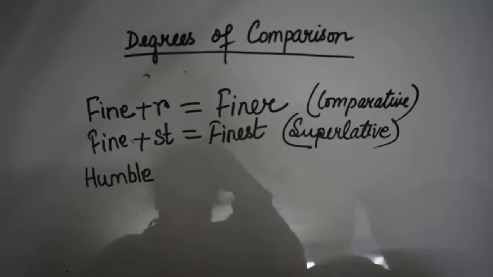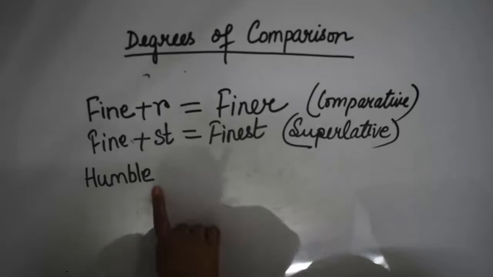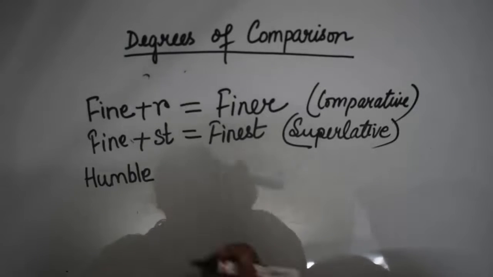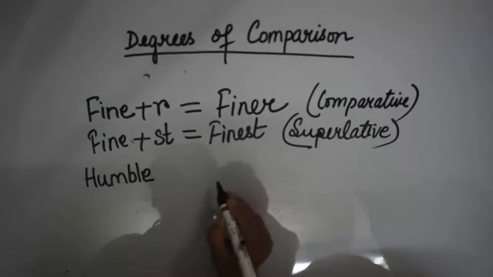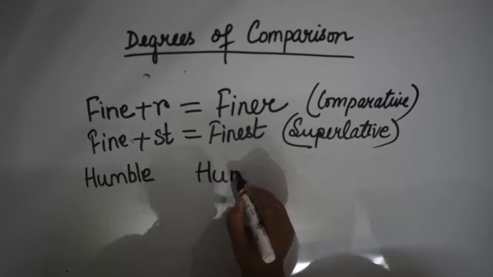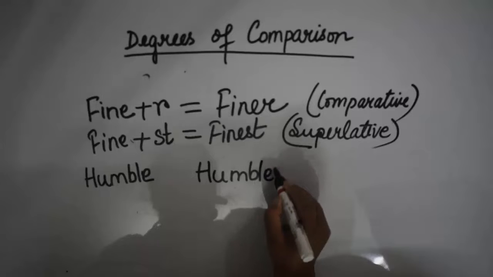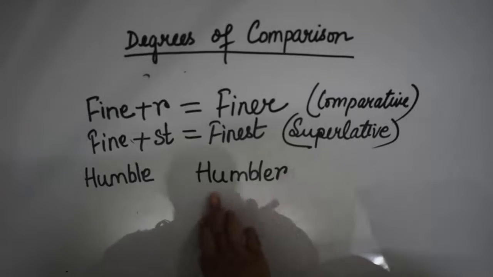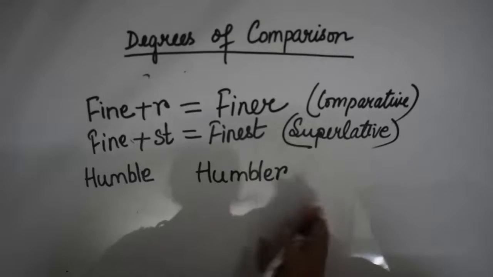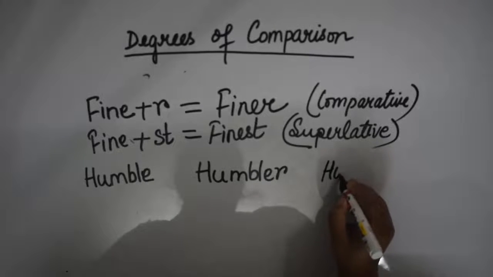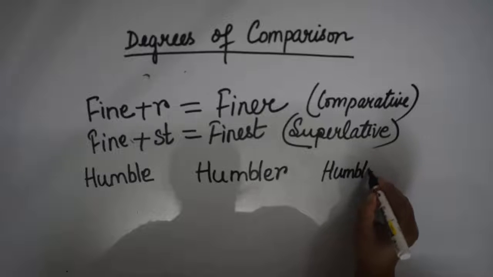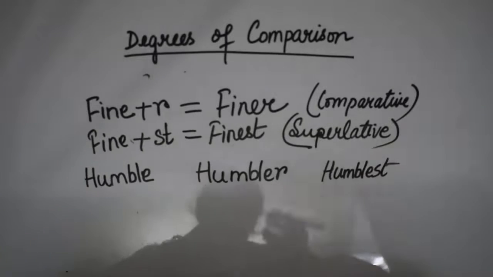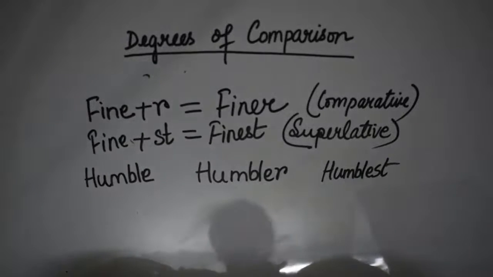So you know what you have to do. It ends in E. You just need to add an R to the word and it turns into humbler. That is the comparative form, and the superlative will be humblest. Am I clear to you?